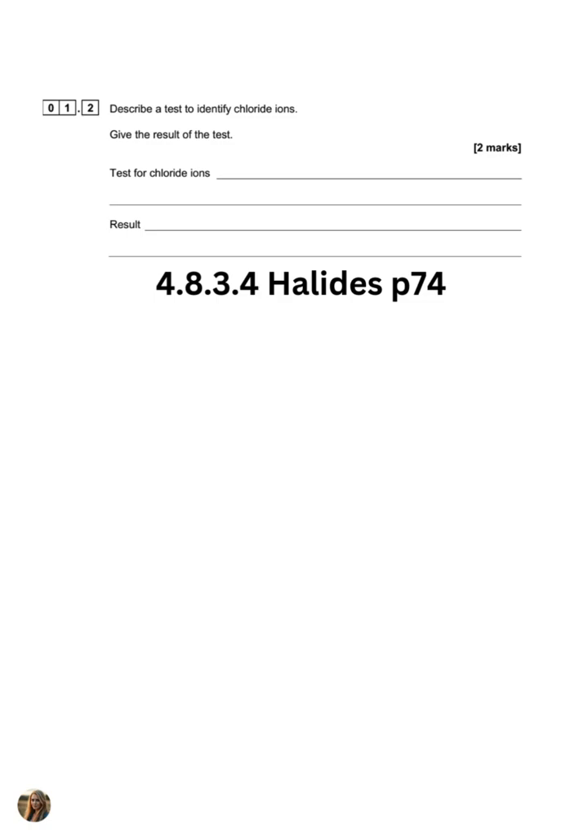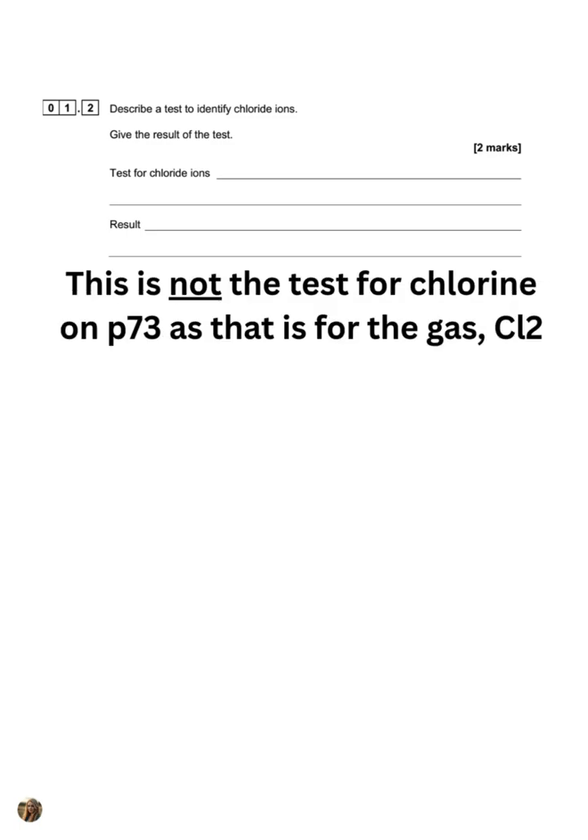Okay, next for revision, you need to look at page 74 and halides in the specification. So this question's not about the test for chlorine. It says chloride ions. The test for chlorine is on page 73 of the specification, but that's for the gas Cl2, not Cl-, which is what is being referred to here.